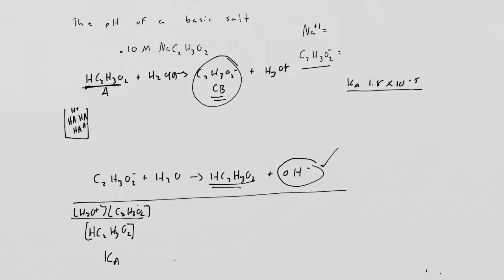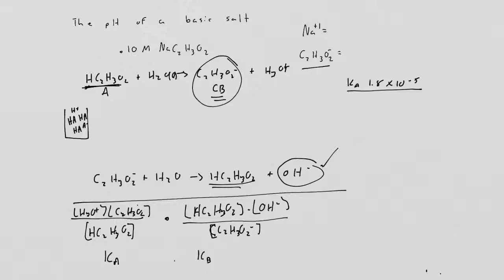Now I'm going to add these two equations together. And when I add the two equations together, remember we multiply the equilibrium expressions. If we add equations, the equilibrium expression will be the product of the two equilibrium expressions. So I'm going to multiply that times the Kb for the second equation, which is like a base. And this goes like this. I've got on the top here HC2H3O2 times OH- over C2H3O2-.